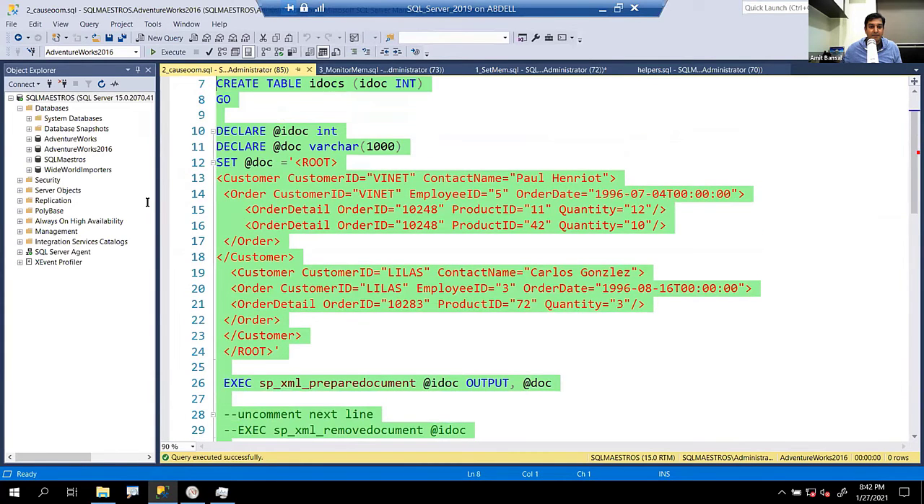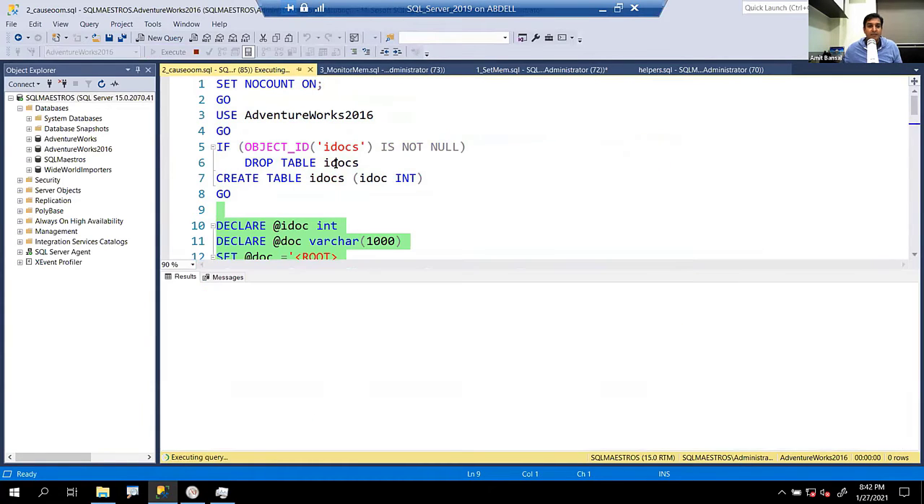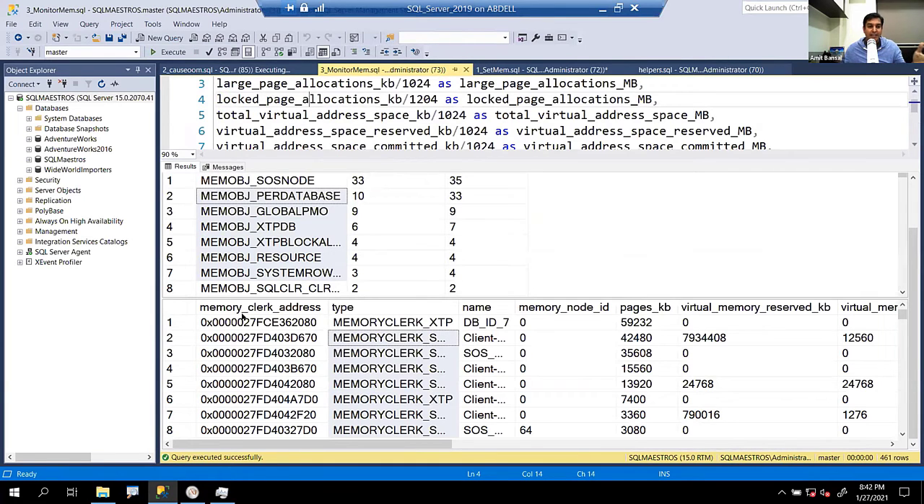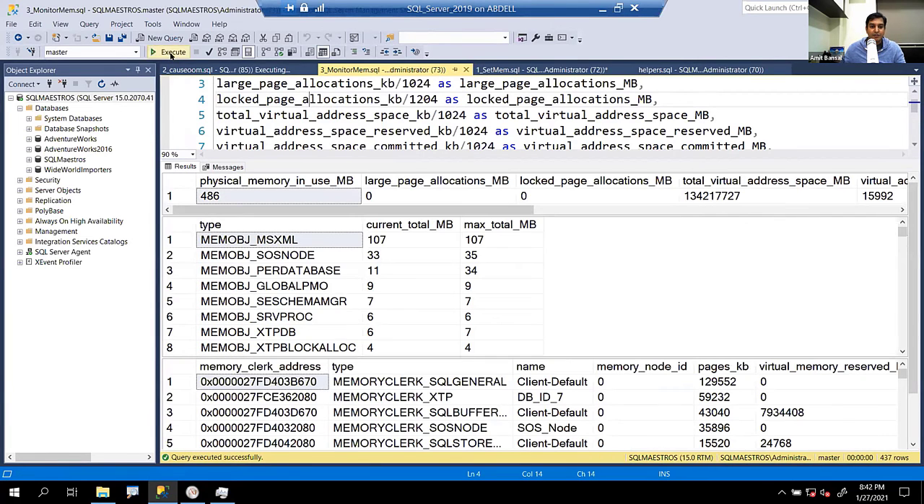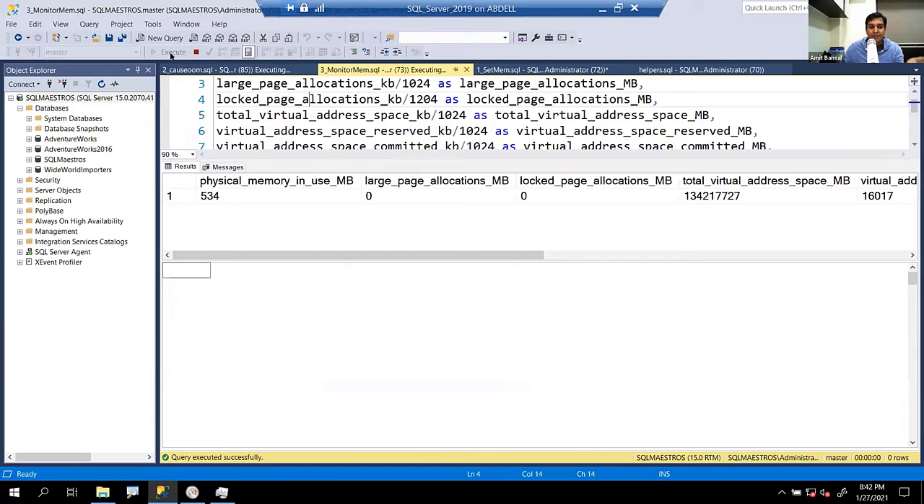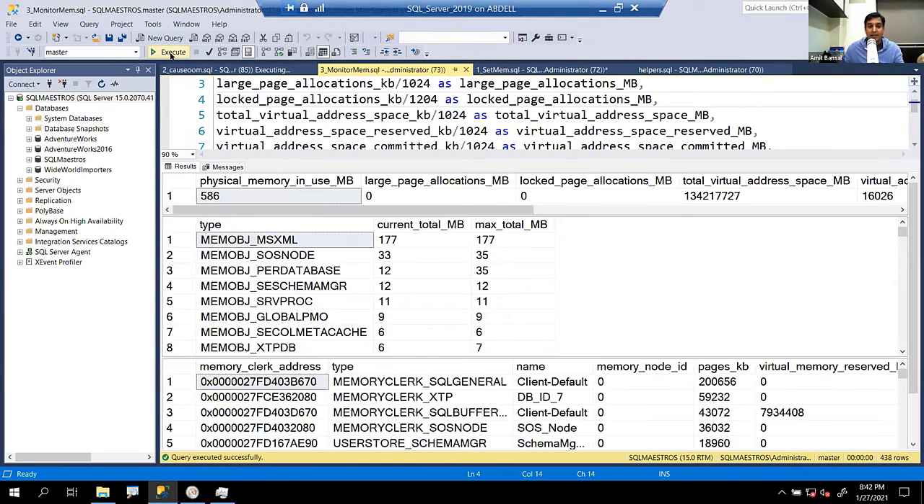Okay, there you go. And while this script is running, we go to monitor mem. So what I've done for each demo, I've created a separate monitor mem.sql so that it's easy for you to check. Now, while this is running, look at physical memory consumption. Quite quickly, it will catch up with 600 MB and go slightly beyond.